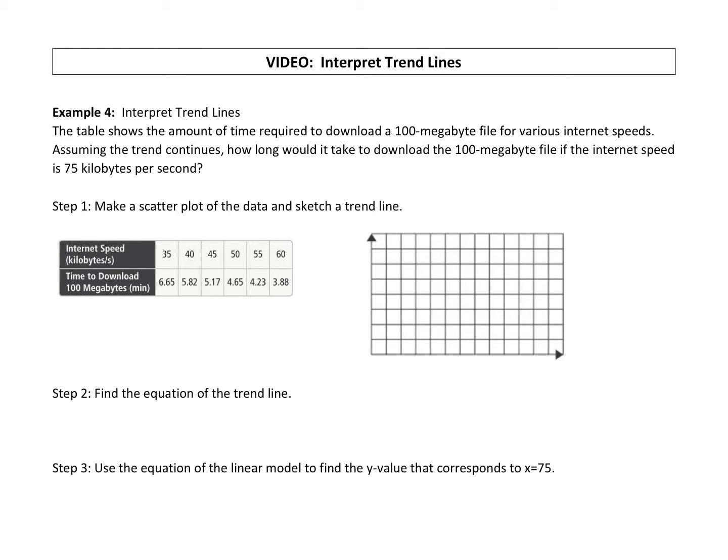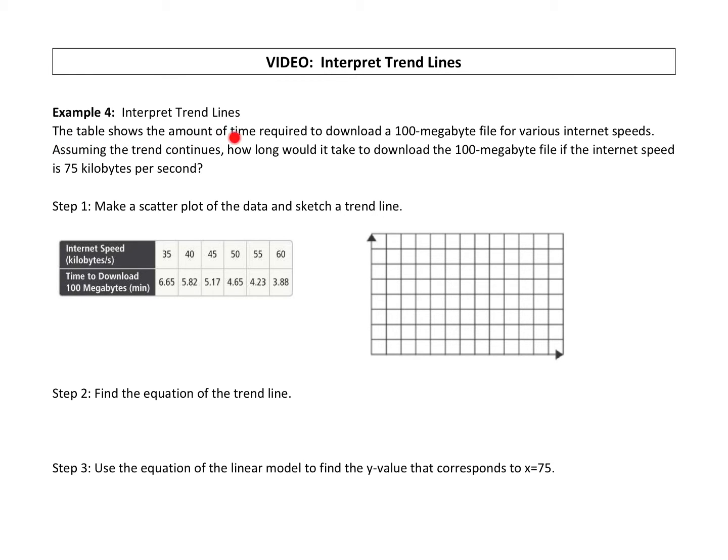Okay, we're going to work on interpreting trend lines in our last example, but we're going to practice getting a trend line from our scatter plot, which means we have to draw a scatter plot. So we're kind of going to do the whole thing again. It's good practice, and then we'll be able to extend our thinking on this.